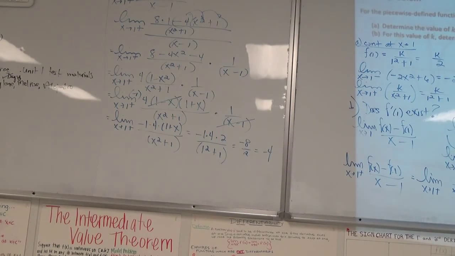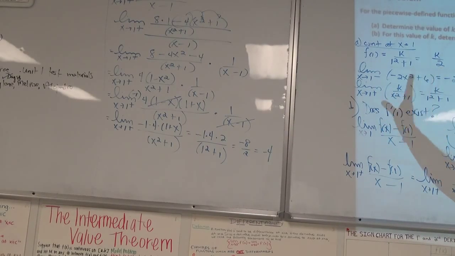From the right and from the left. That means the limit as x approaches 1 from the left of the derivative and the limit as x approaches 1 from the right of the derivative are the same. So the conclusion? The derivative exists. A fancier way to say that? The function is differentiable at that point.